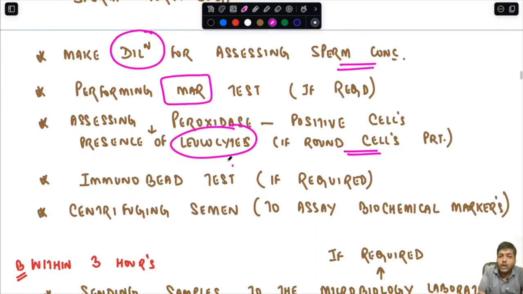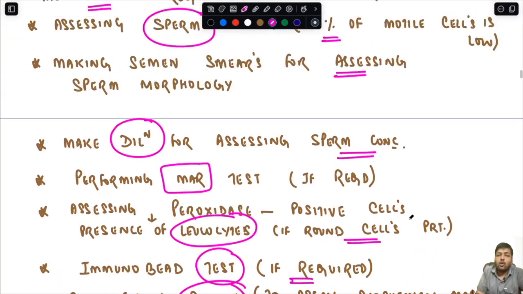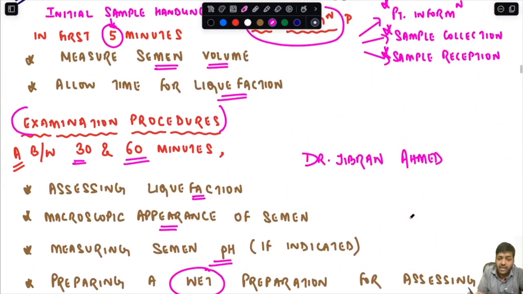Then we have the immunobead test if it is required, and centrifuging the semen. You can centrifuge the semen sample, which is done to assay the biochemical markers. Okay, so all these tests are to be carried out under the examination procedure between 30 to 60 minutes.